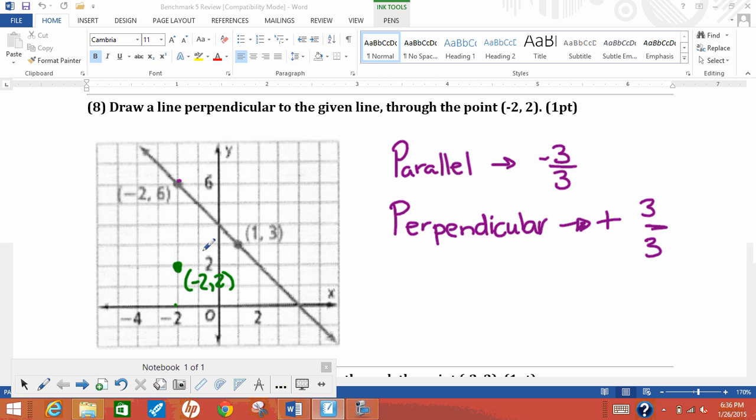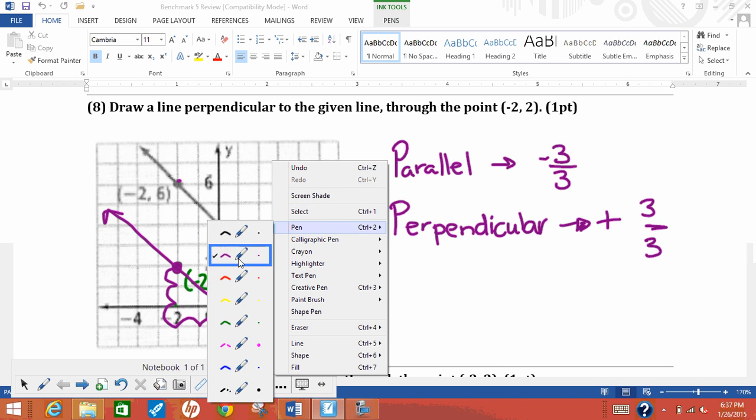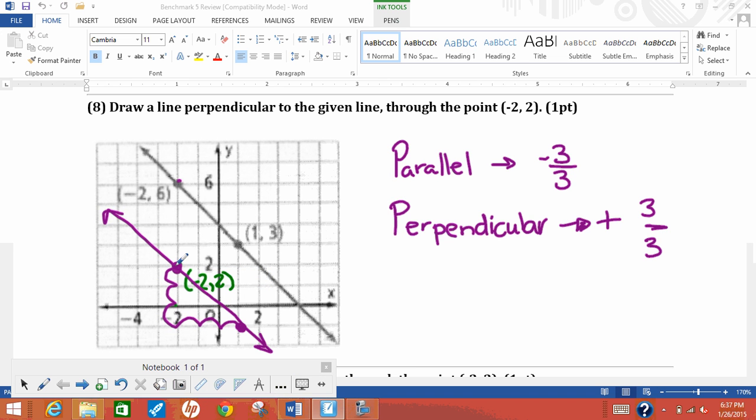Start with the parallel line. I start at the point that I want my line to go through. I go down 3, to the right 3, and draw a point. Now I can draw a line parallel, and you can use your calculator cap as a straight edge. For the perpendicular, again, I start at the point I want to go through. This time I go up 3, to the right 3, and I have a perpendicular line.